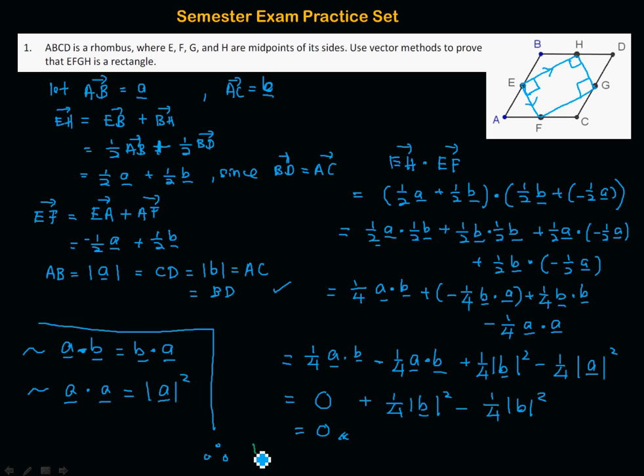EH is therefore perpendicular to EF, which implies that EFGH is a rectangle. Isn't it wonderful? This simple idea using vectors, we're able to show that this inscribed quadrilateral is a rectangle. I hope you try the other questions, and all the best.